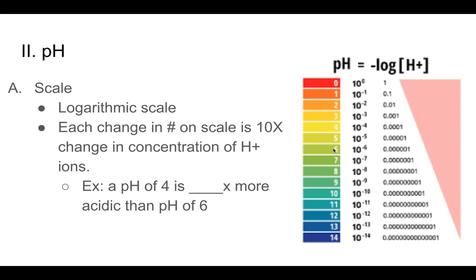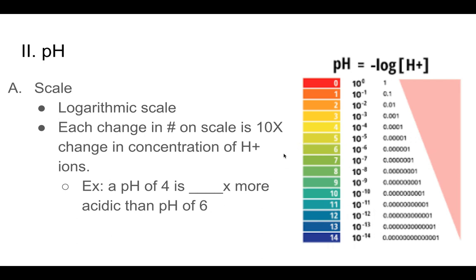Here's how you would work something like this. If you're starting at a 4 and you're jumping to a 6, that means you're jumping 2 numbers. So that would be 10 times 10. Okay, so 10 times 10 is 100. And that's what we would write here in this blank, which then says a pH of 4 is 100 times more acidic than a pH of 6.